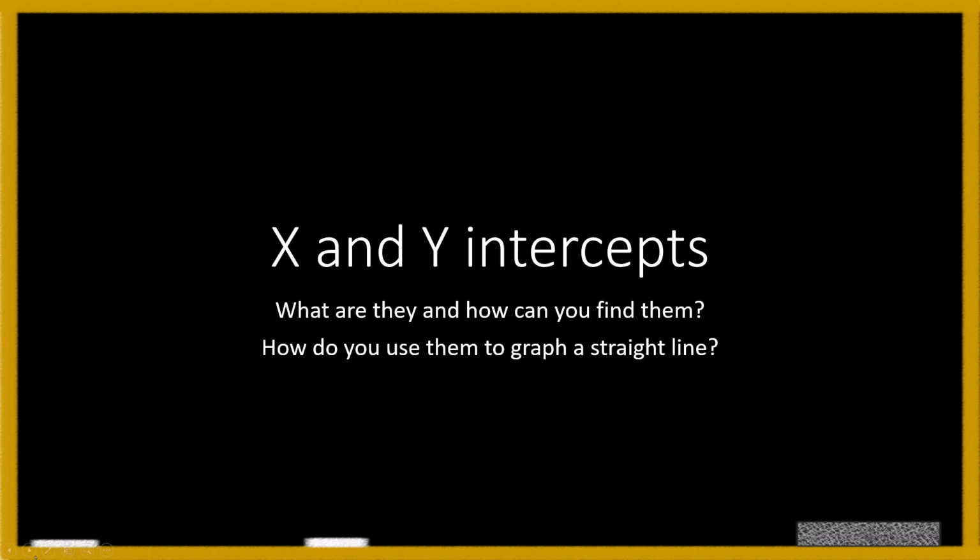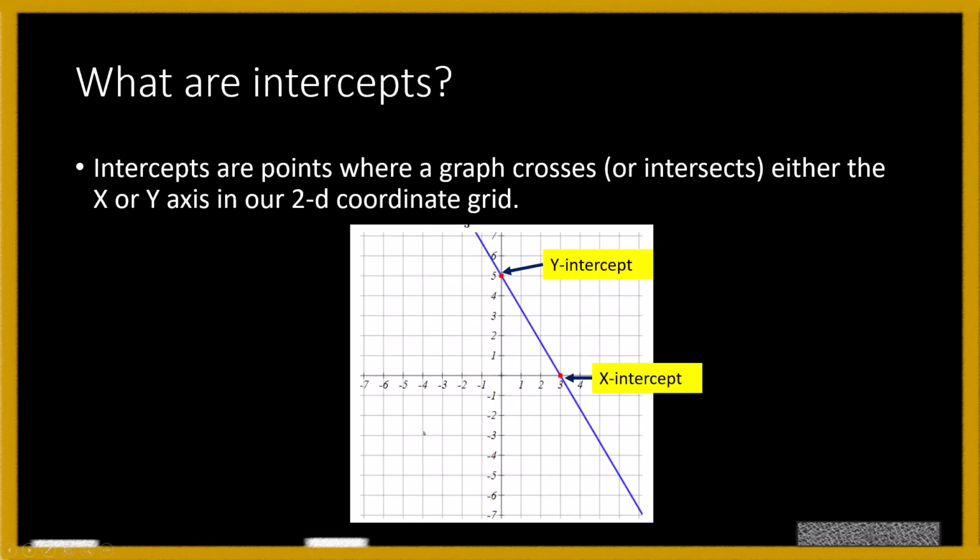Let's first talk about what intercepts are. Intercepts are points where a graph, in this case a straight line, crosses or intersects either the X or Y axis in our 2D coordinate grid. Intercept is close to the word intersect. Think of an intersection of two streets, where those two streets cross. That spot in the middle is basically shared by both.